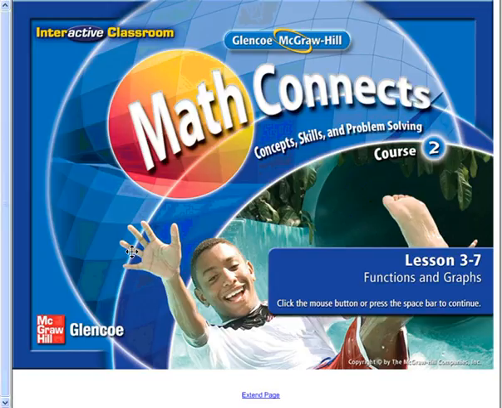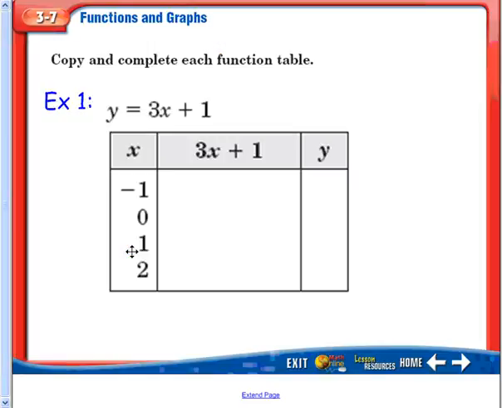In lesson 3-7, we'll be working with functions and graphs. In example 1, we have the function y equals 3x plus 1. Our domain items, that are input for x, are -1, 0, 1, and 2.